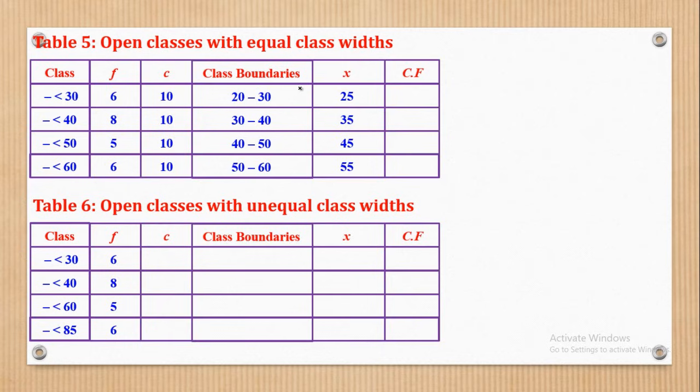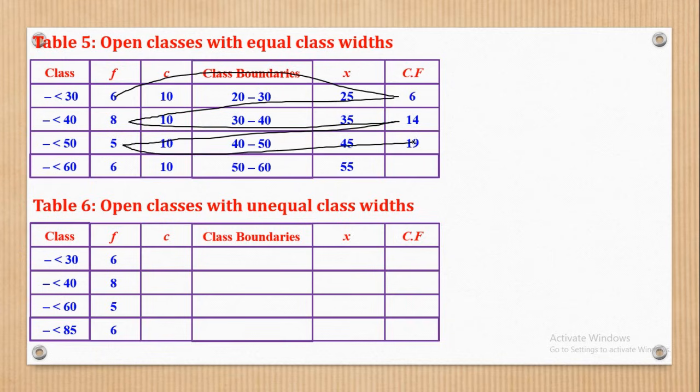Okay, next we shall go to cumulative frequency. Get this one, put it here. This plus this gives you what to put here, this plus this gives you what to put here, this plus this gives you what to put there. Okay, so that is table 5.